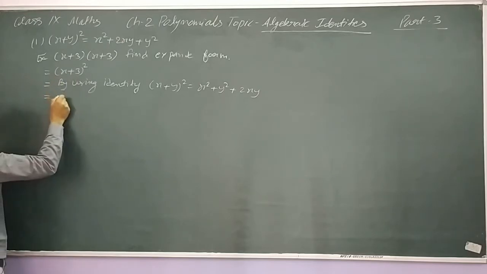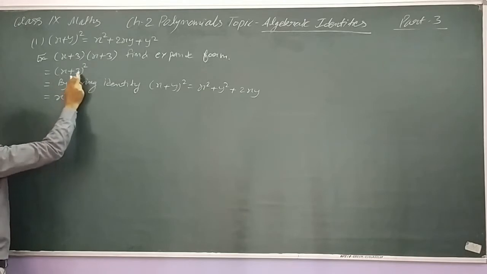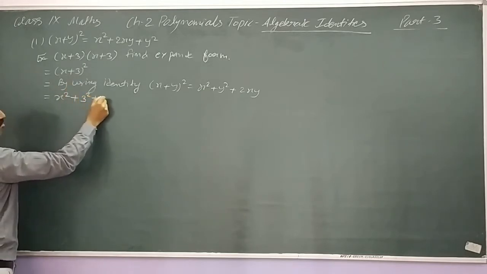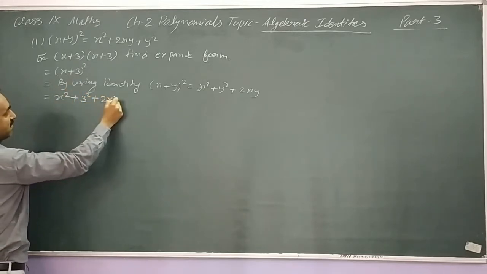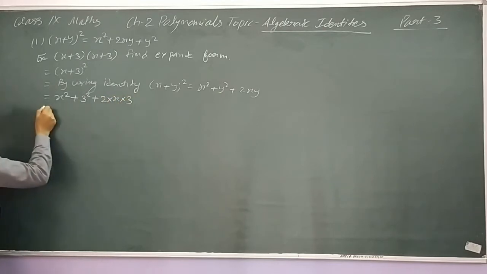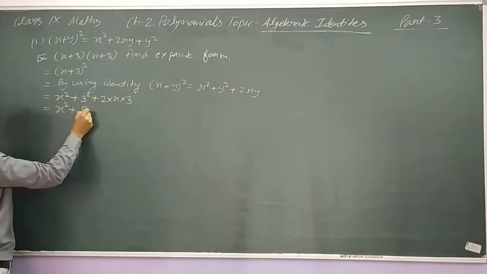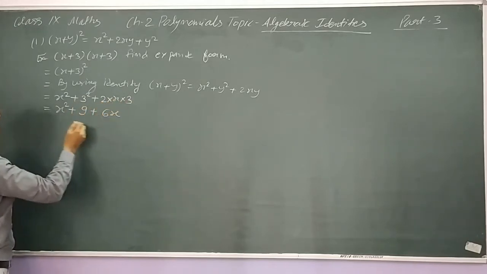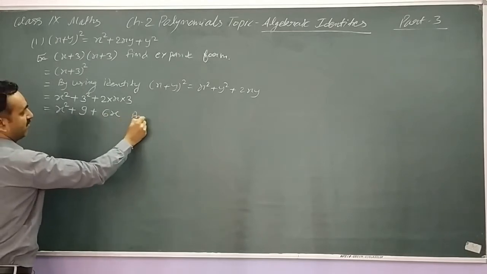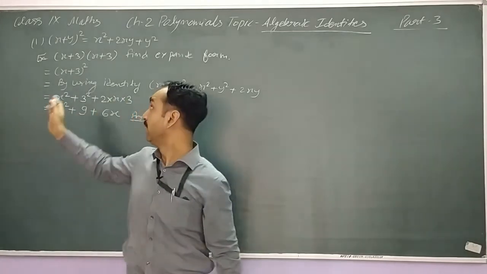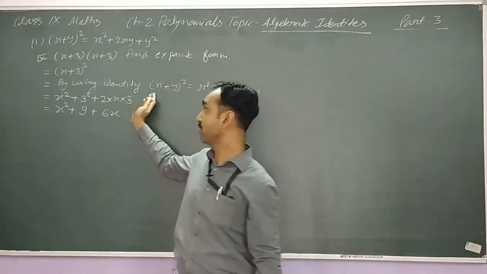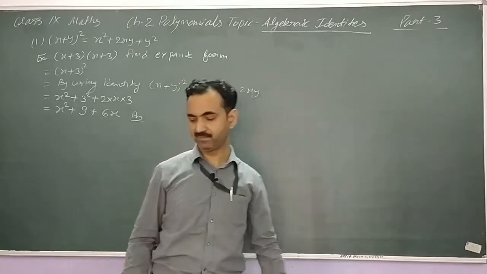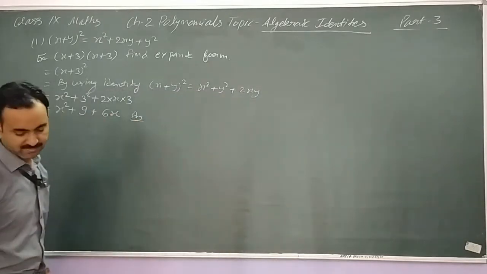So (x plus 3) whole square means x square plus 3 square plus 2 multiply x multiply 3. x square will be as it is, plus 3 square is 9, plus 2 into 3 is 6x. So you can see we have found (x plus 3) whole square very easily by using this identity. So let's see the next, second identity.